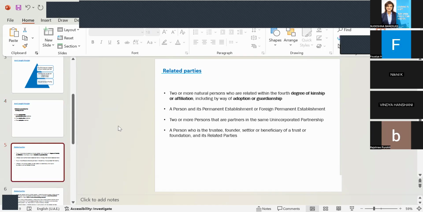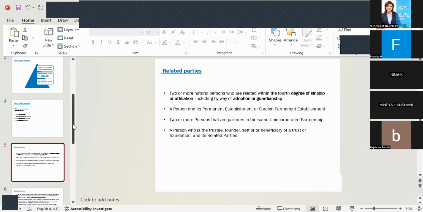Then, what are related parties? Related parties can be any of the four now shown on the screen. First, two or more natural persons who are related by the fourth degree of kinship or affiliation, including by way of adoption or guardianship. A person and its permanent establishment or a foreign permanent establishment. Two or more persons that are partners in an unincorporated partnership. A person who is a trustee, founder, settlor, or beneficiary of a trust or a foundation, and its related party.